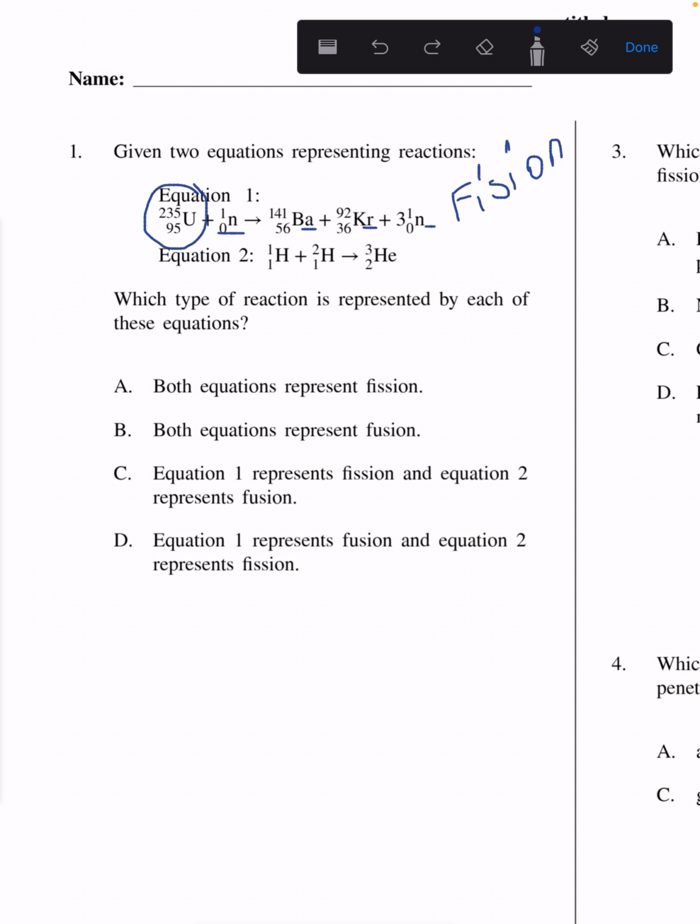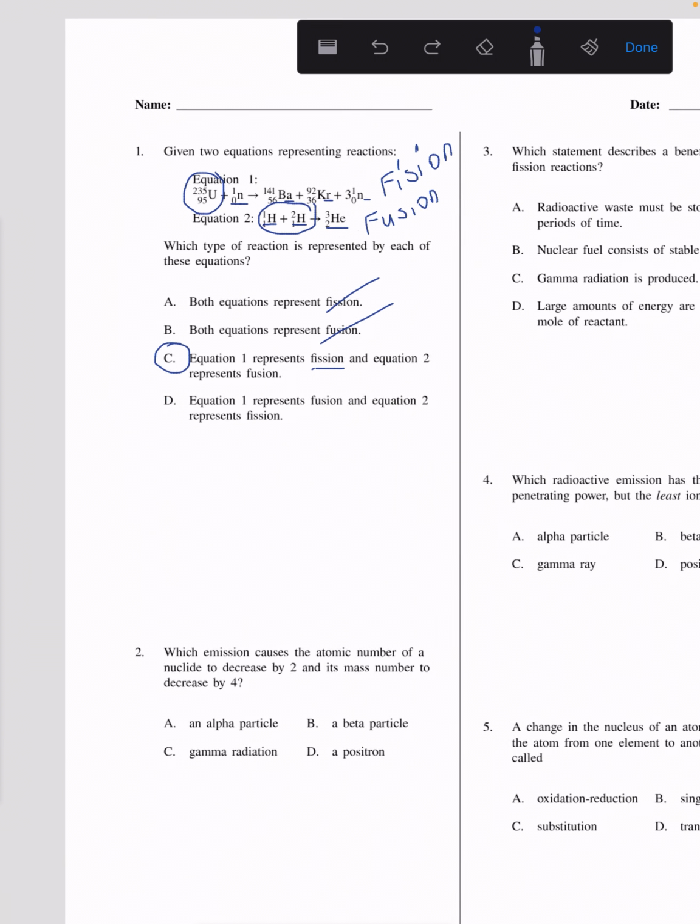The second equation: hydrogen 1 and hydrogen 2 combine, they fuse, they make one heavier element. That is an example of a fusion reaction. Remember, U is for unite, so it unites. In this reaction, 2 elements form one element. It's a fusion reaction. What type of reaction is represented by each of these equations? The answer is first fission, second fusion.